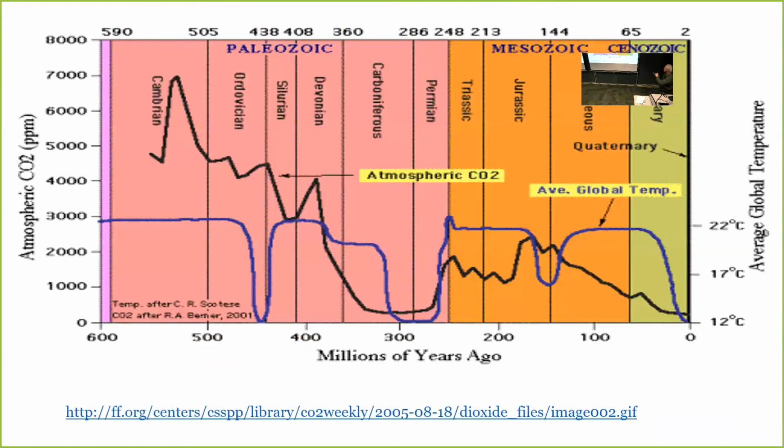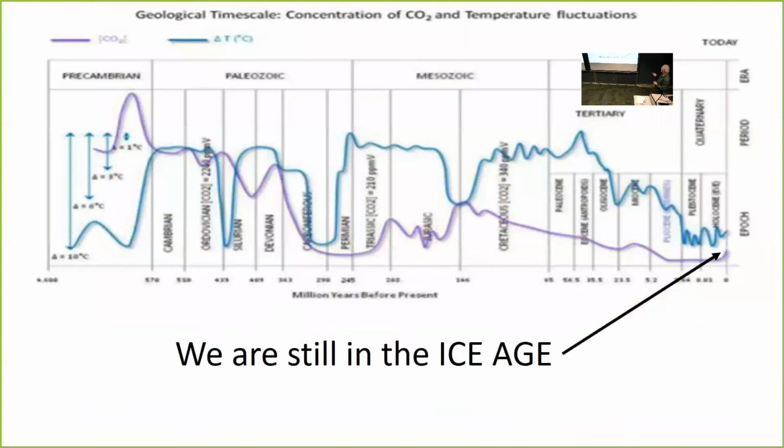Okay, so I just want to give you some perspective of the historical record that we have. So here we have high levels of CO2 gradually coming down. And then we have the temperature of the Earth. So here the oceans froze over, it warmed up. And right now we're over here. Okay, so we are still in the Ice Age.